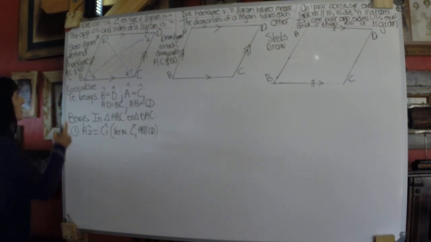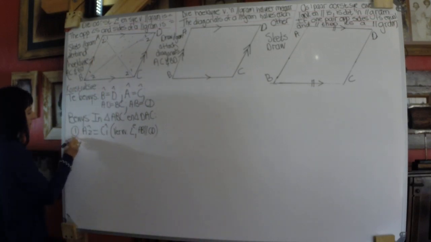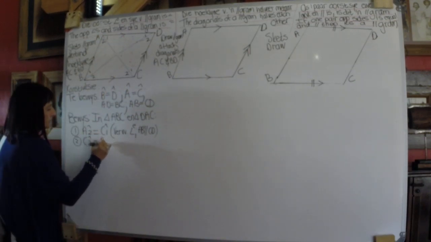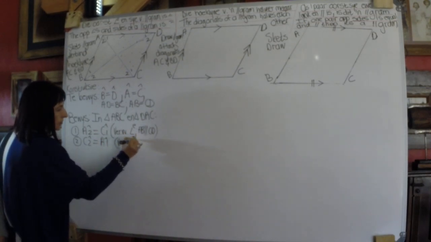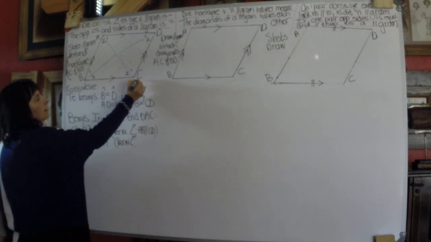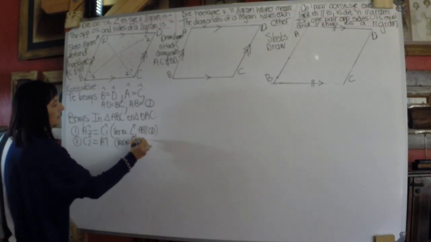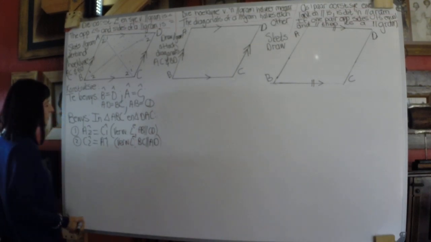Okay, now we're going to go to the next angle in this triangle. C2 is gelyk aan A1. Exactly the same reason. So you're going to rewrite the reason. Verwisselende hoeke. En nou moet jy seker maak van jou ewewydige lyne. Dis nou BC is ewewydig aan AD. Goed.